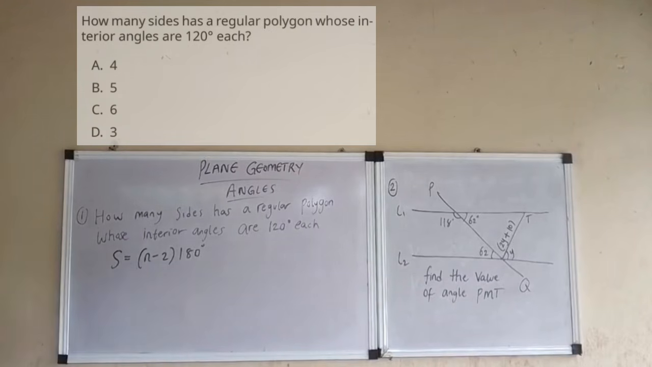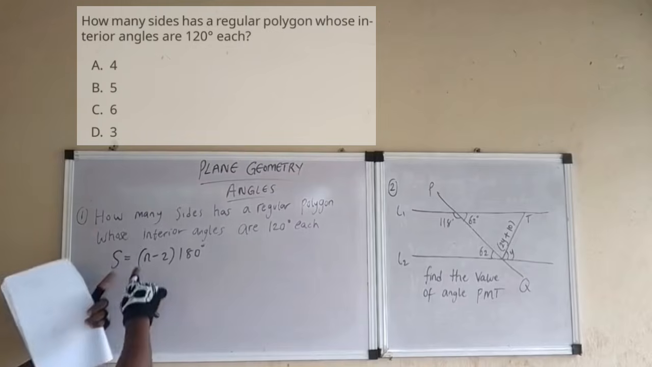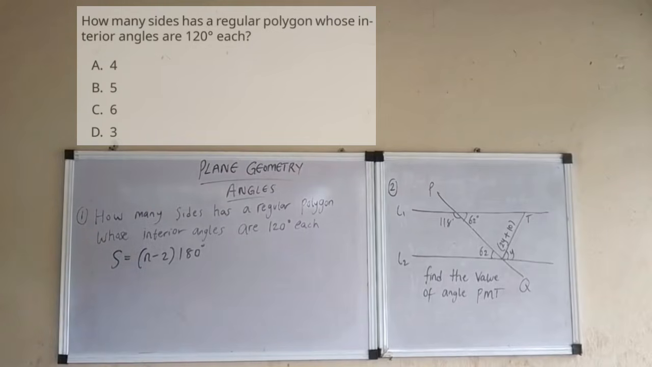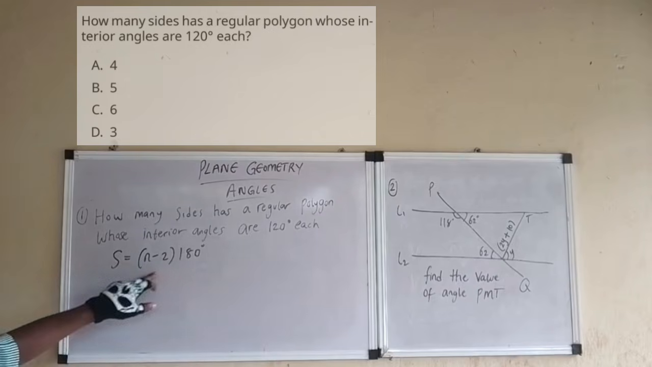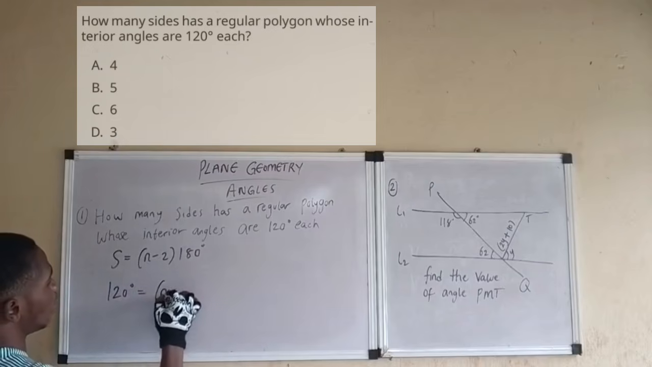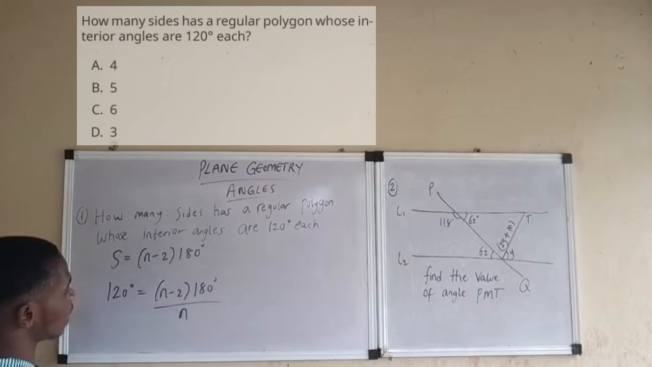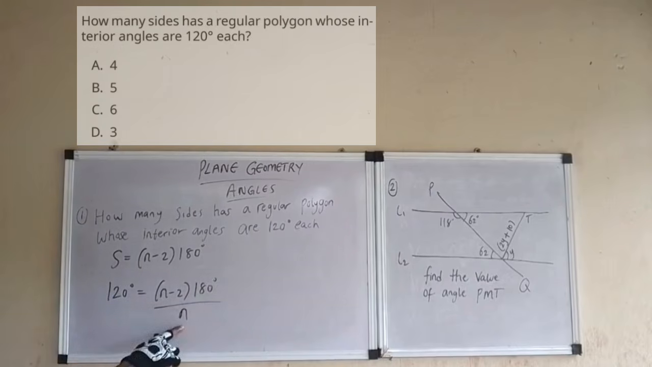But now in this case, we are already told that each of the interior angles in that polygon is 120 degrees. So meaning, if this is the total and I want to get what each and every interior angle in the regular polygon is going to be, I have to divide by the number of sides that polygon has. So the value for each interior angle, 120 degrees, is equal to what? N minus 2 times 180, that is the total sum, divided by the total number of sides that we have. You understand? So we're looking for how many sides it has.